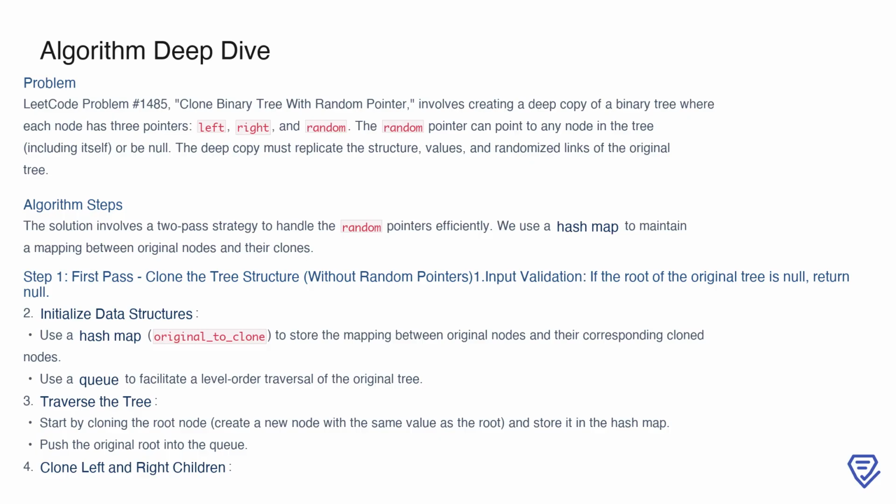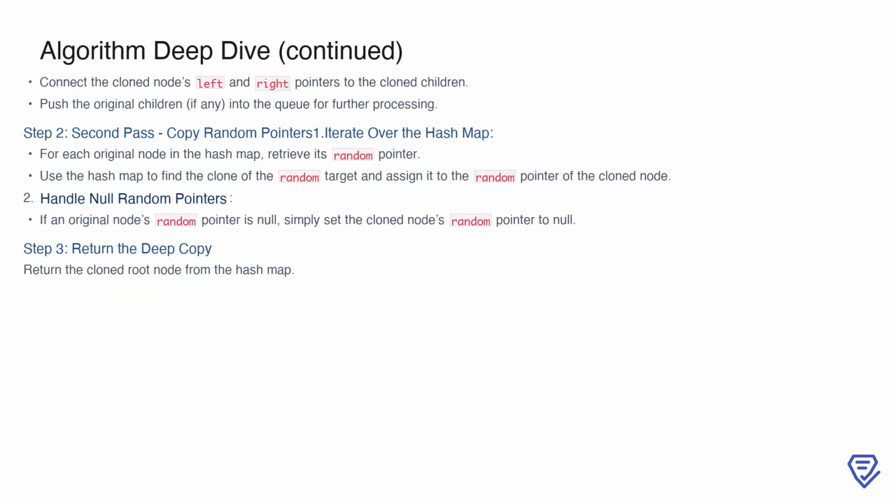After that, we initialize 2 key data structures, a hash map to store the mapping between original nodes and their clone counterparts, and a queue to facilitate a level-order traversal. This traversal allows us to clone the left and right children of each node while building the tree structure in the first pass. As the level-order traversal progresses, we connect the cloned nodes' left and right pointers to their respective clone children. If a node has children, we also push the original children into the queue for further processing.